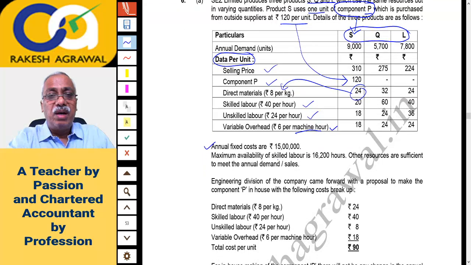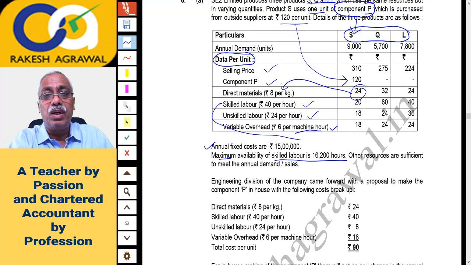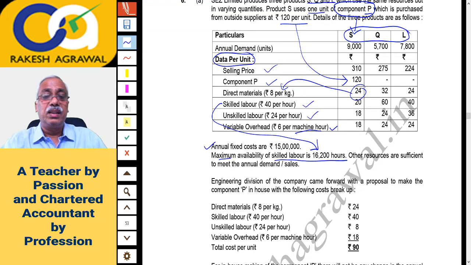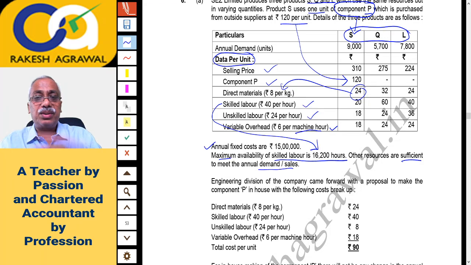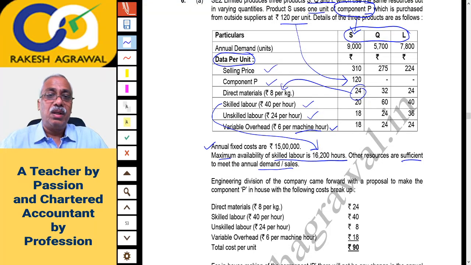Now maximum availability of skilled labor is 16,200 hours. Okay, maximum availability of skilled labor. So this skilled labor is available only 16,200 hours. So that's a key factor concept here. And other resources are sufficient to meet the annual demand of sales. It means there is no restriction on other resources. There is only one restriction on skilled labor. So skilled labor is the only key factor here.